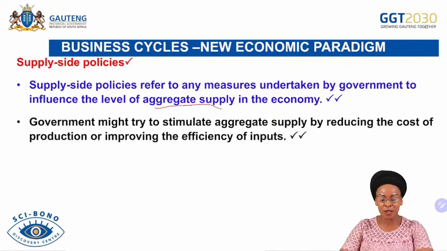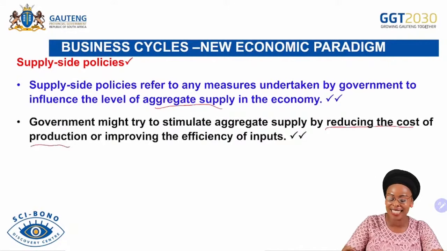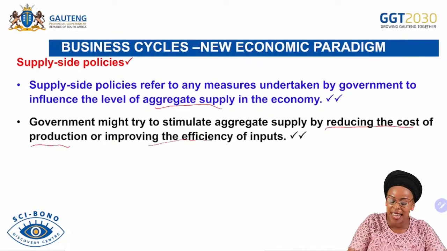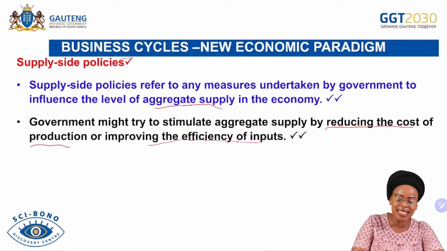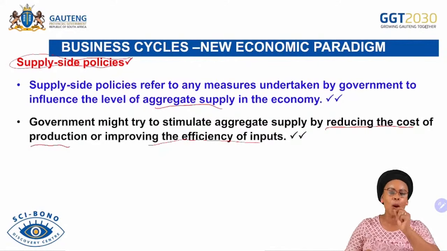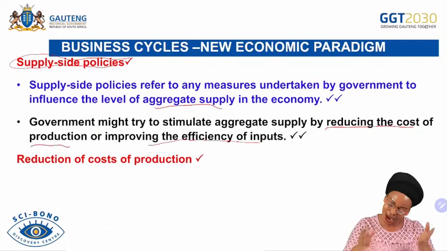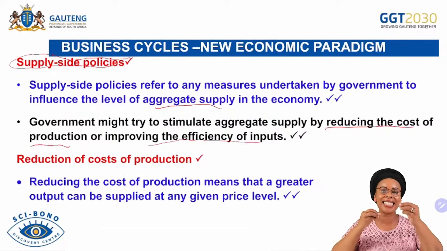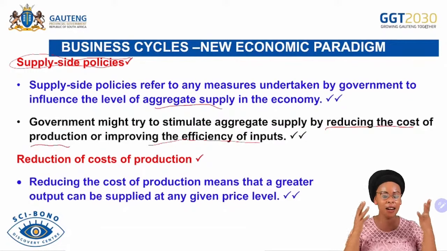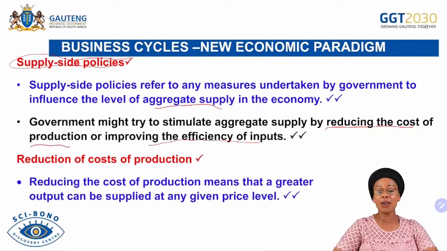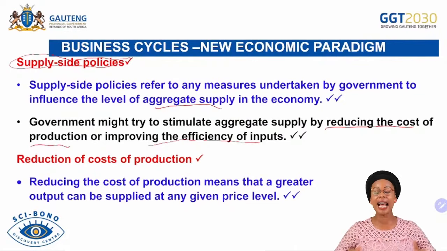Government might try to stimulate aggregate supply by reducing what? Cost of production, or even improve the efficiency of the inputs or efficiency of markets. 2 marks. But here, because it's just not a full sentence, 1 mark. Reduction of cost of production, 1 mark. So learn to write using headings, because you will get lots of marks. So reducing the cost of production means a greater output can be supplied at any given price.